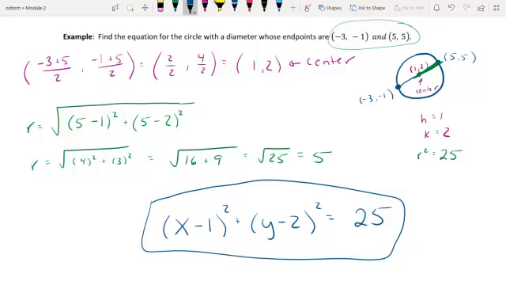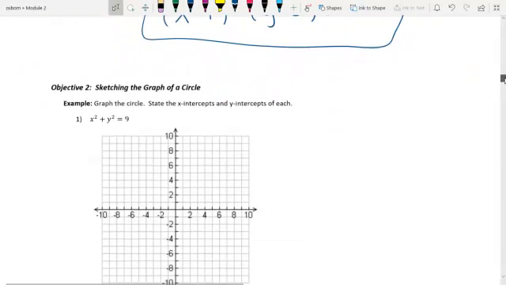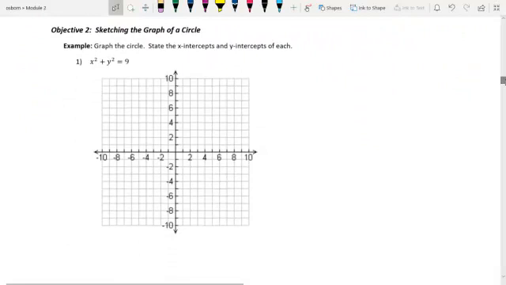All right, so now that we're comfortable finding the equations of circles, let's talk about graphing them. We're going to start off with a simple beginning. I call it a simple beginning because the center is the origin, the point (0, 0). So if you look, we've got x squared plus y squared is equal to r squared, which lets us know that the center is at the origin.